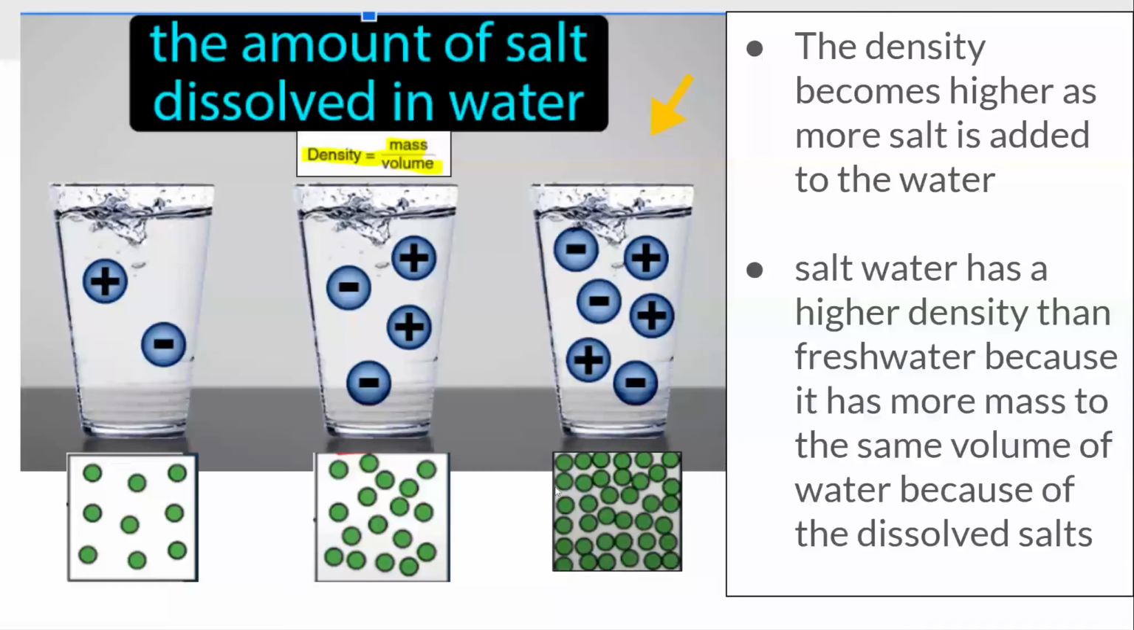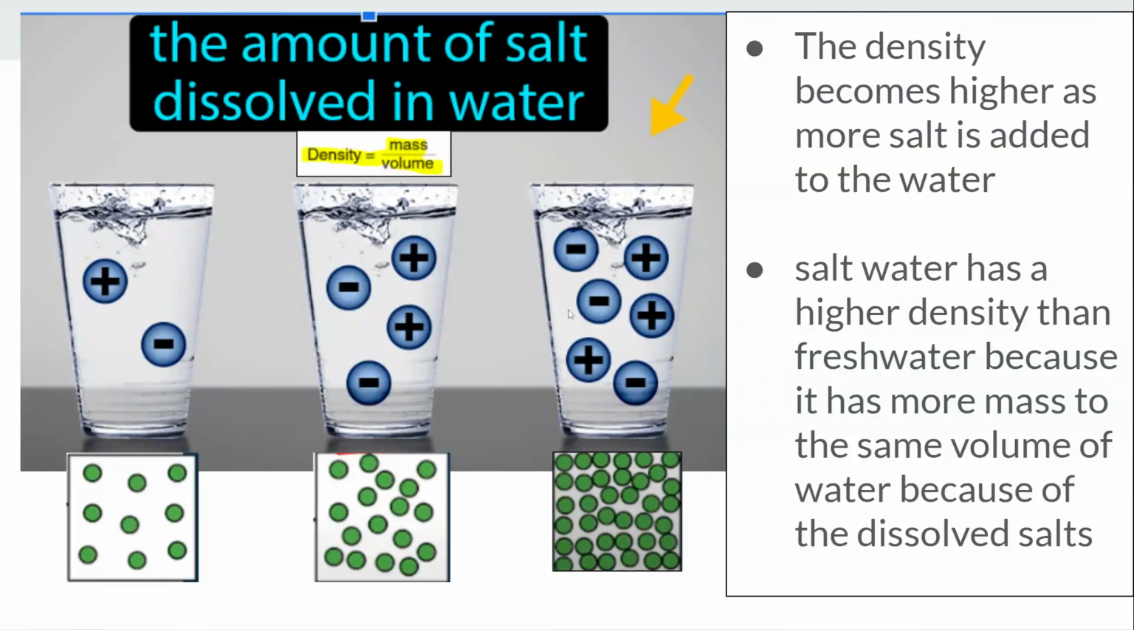Now, the amount of salt that is dissolved in water affects the density of the substance. So if there's less salt in the water, the molecules or matter that makes up the water is more spread out. There's more space between the water molecules. So that's less dense.